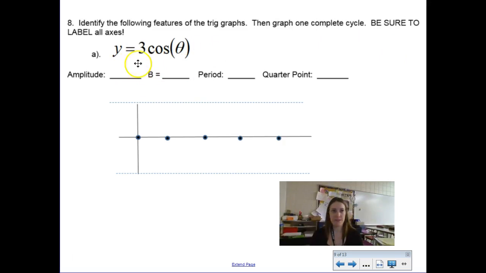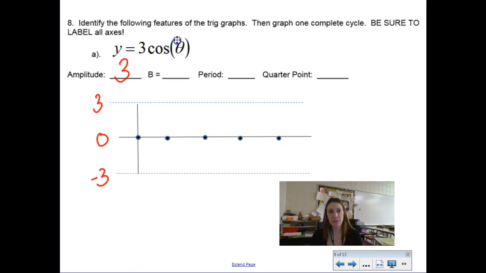So here the amplitude is the absolute value of this leading number, so it'd be a 3, which tells me how to label my vertical lines. Our basic functions are always going to have a midline at 0, and since the amplitude is 3, the top maximum line is 3, the minimum line is negative 3.